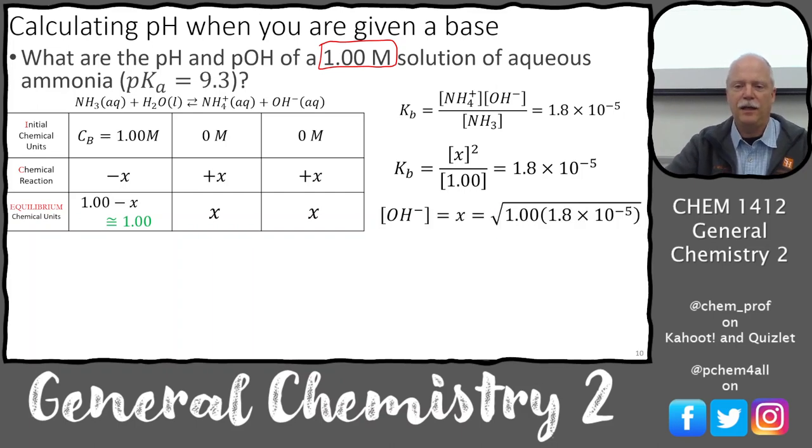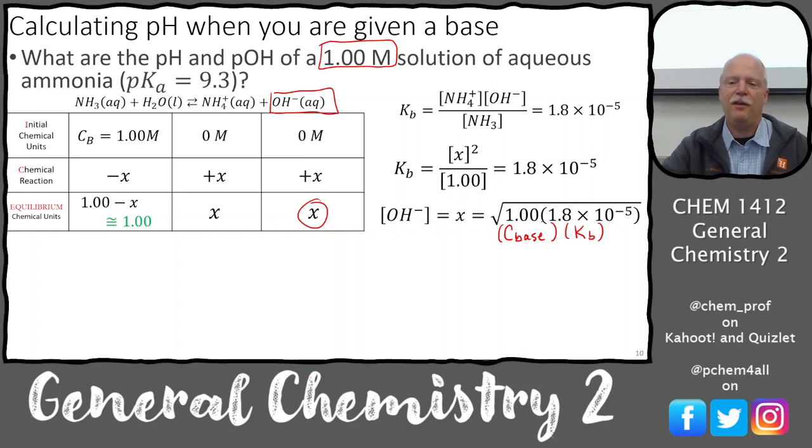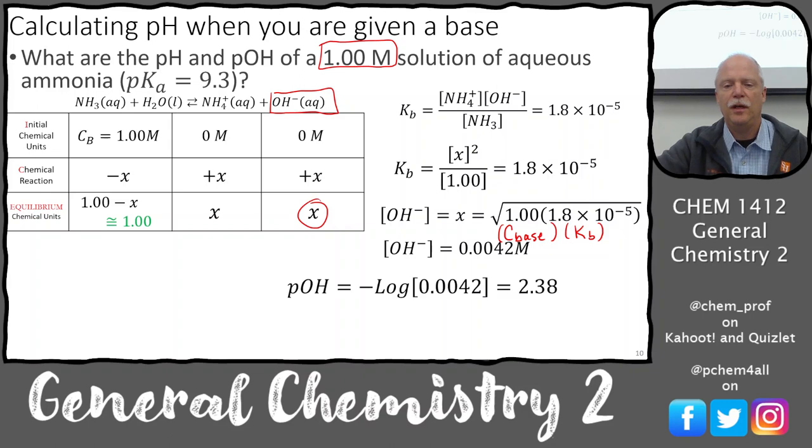We can rearrange that. And now instead of x being the hydronium ion concentration, it's the hydroxide ion concentration. So we're actually looking for this x right there. And it's that square root. In this case, it's C base, not C acid, and Kb. But you see, it's the same equation, really, because it's the same ICE table and the same math. But if you didn't convert Ka to Kb, right here is where your error would occur. Okay. And so we get the hydroxide ion concentration of 0.0042. We could take the minus log of that, and the pOH is 2.38.